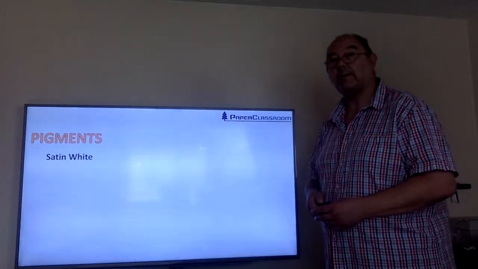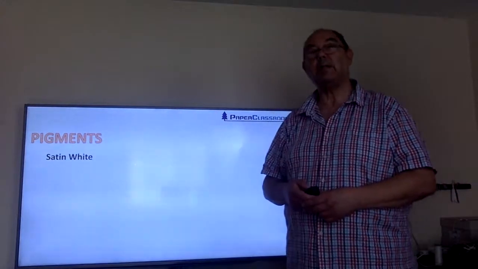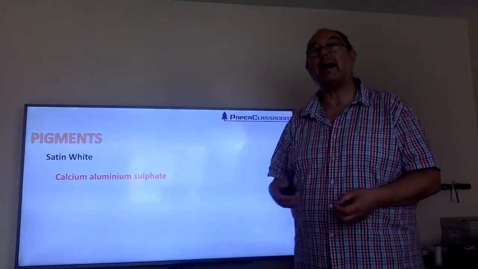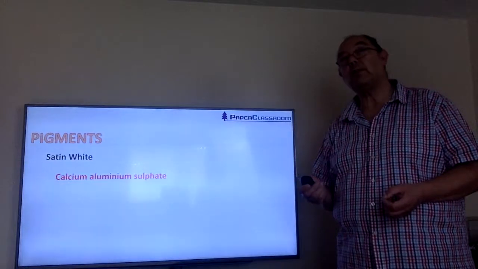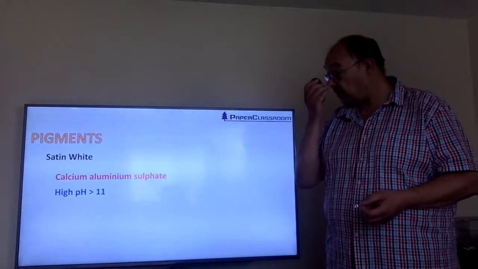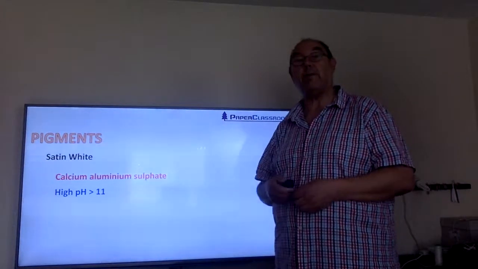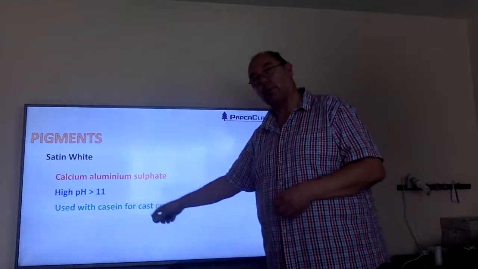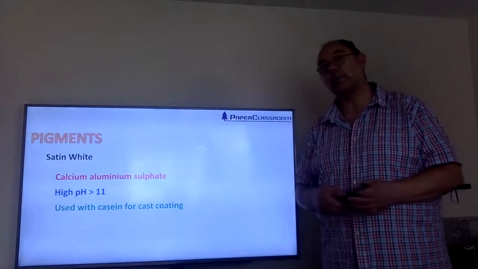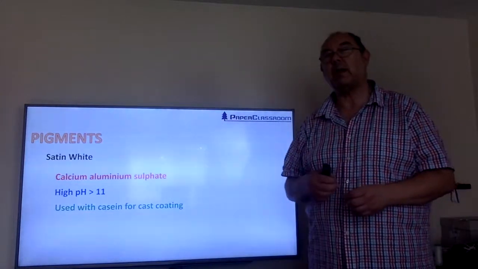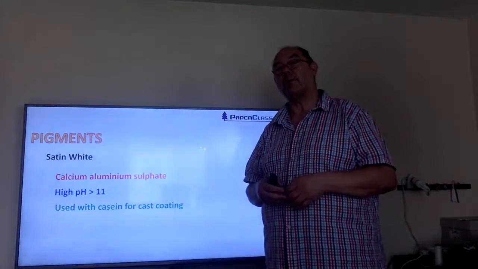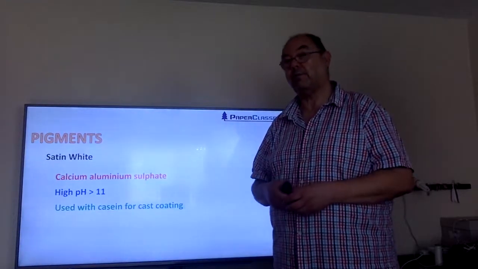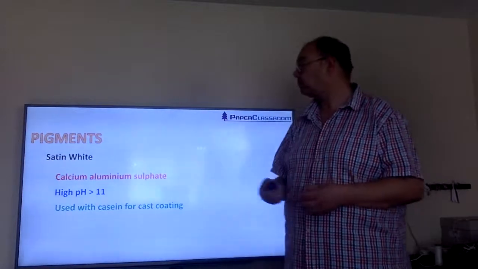And satin white, this is a calcium aluminium silicate, very high pH, around about pH 11 or higher, and it's typically used in conjunction with casein, which is a binder that's derived from milk products, and it's used in the cast coating process. Cast coating process is used less and less these days. It's a very, very slow process, therefore the overhead cost is tremendously high, and so the products are very, very high added value.